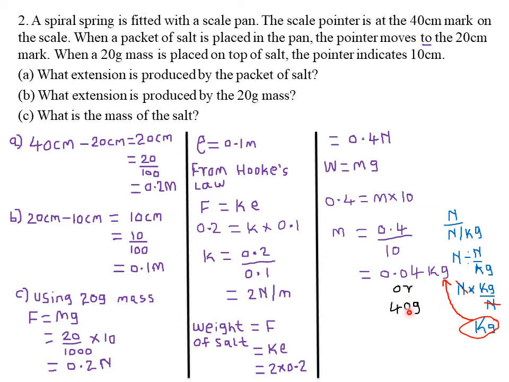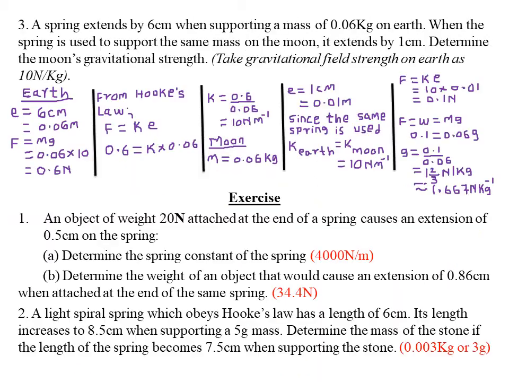Alternatively, you can also express it in grams, which is, remember, 1,000 grams is equal to 1 kilogram. So what about 0.04 kilograms? It will be over 1 kilogram times 1,000 grams, which gives you 40 grams. But we prefer leaving quantities in their SI unit. Therefore, the mass of the salt is 0.04 kilogram.